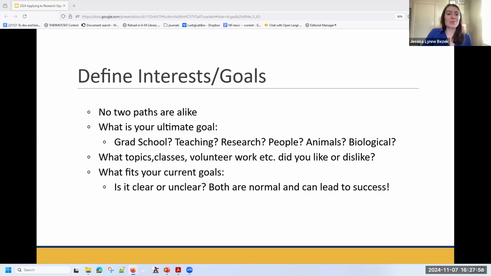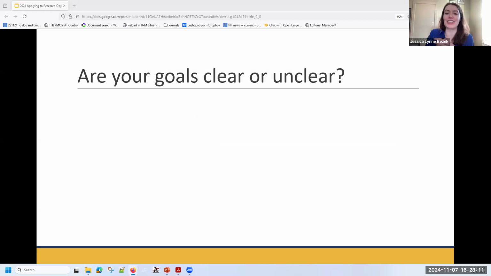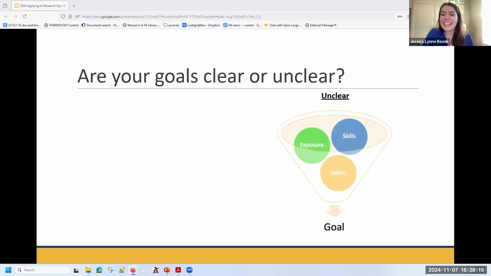So we're going to talk a little bit more about, is it clear or is it unclear? We all kind of have to start somewhere, right? So all of us, I think, start with some level of not being clear, but we can move ourselves in the direction of being a little clearer. So yeah, a little bit more on what we mean by that.